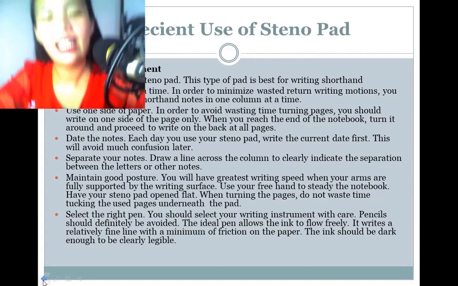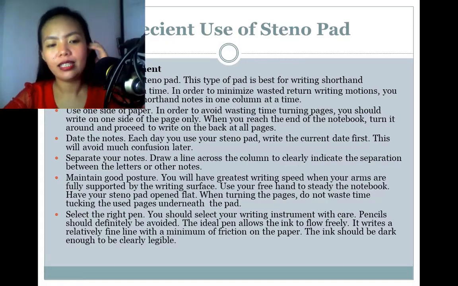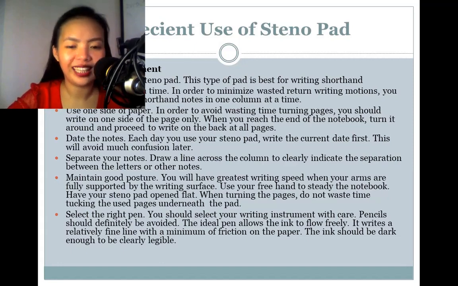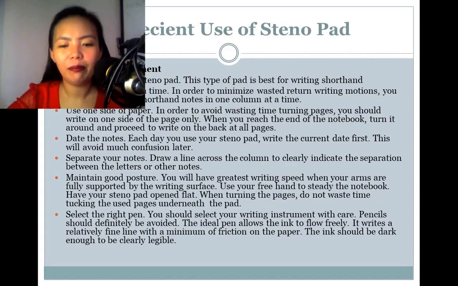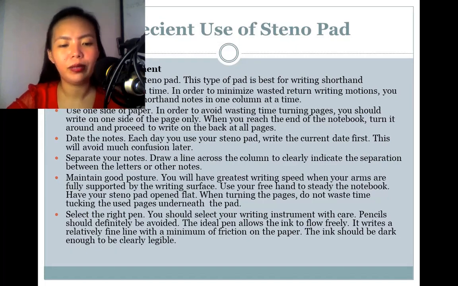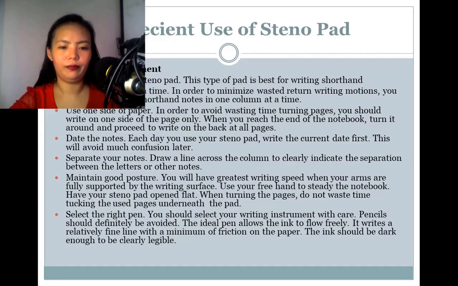Next. So, next, select the right pen. You should select your writing instrument with care. Pencils should definitely be avoided. The ideal pen allows the ink to flow freely. It writes a relatively fine line with a minimum of friction on the paper. The ink should be dark enough to be clearly legible or readable, I think.